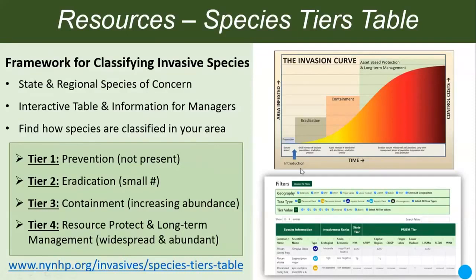And of course, we want to address as many species as we can in these earlier stages, prevention and eradication, because at this point, control costs are generally smaller and the area infested is not yet large. As we move forward in the invasion curve, invasive species are covering more area and the cost to control them is going to be much larger. So it's very important to consider the lower tier species in your area, because those are often the most important to report.